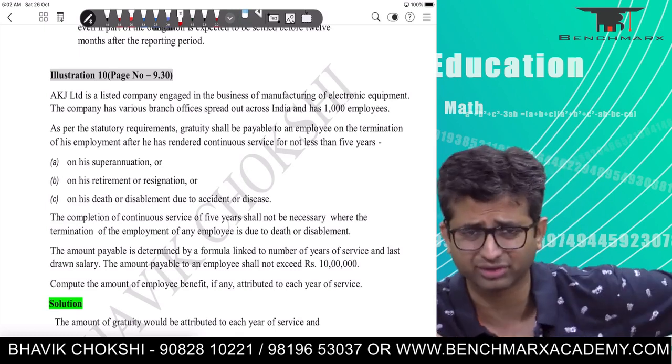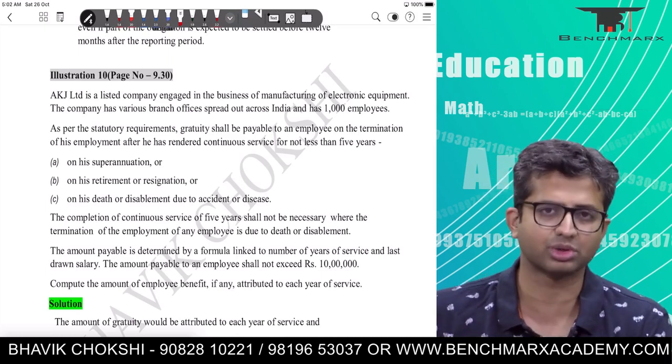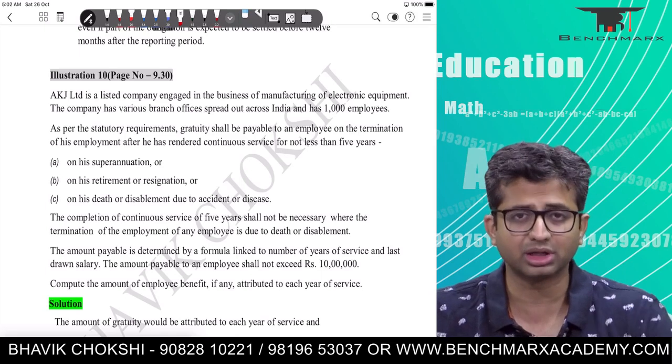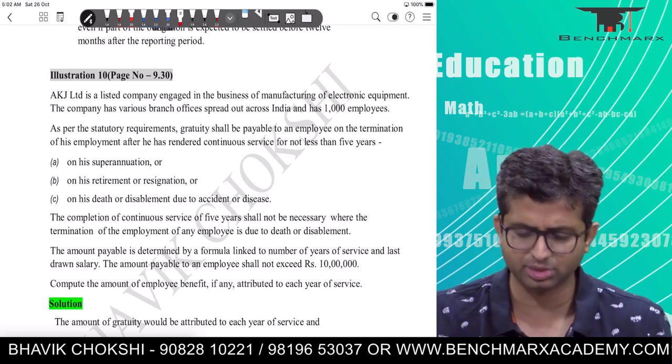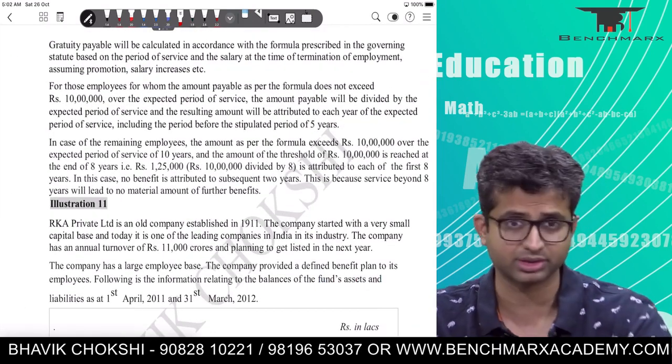So it's basically a theory question. There is no solution over here. The institute has taken numbers in the solutions to give you some examples. It's essentially a theory question. If you want to understand gratuities accounting well, you should refer to this illustration number 10. There's nothing solved over here as such. It's more of a theory based question.